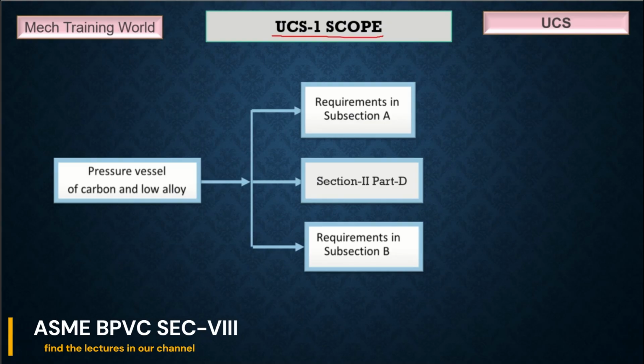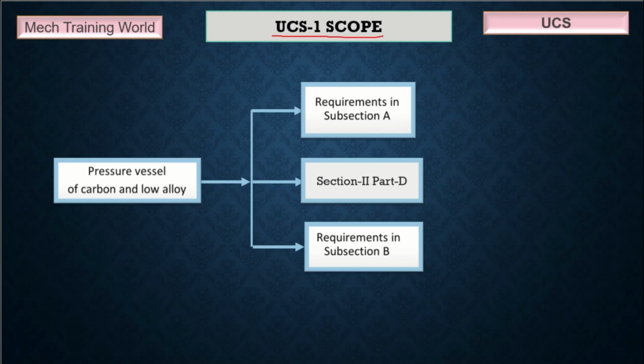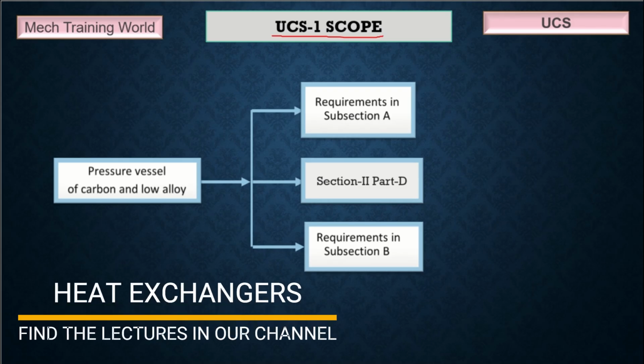Finally, the scope says that the rules in part UCS are applicable to pressure vessels and vessel parts that are constructed of carbon and low alloy steels and shall be used in conjunction with the general requirements given in subsection A and with the specific requirements in subsection B along with section 2 all the parts.